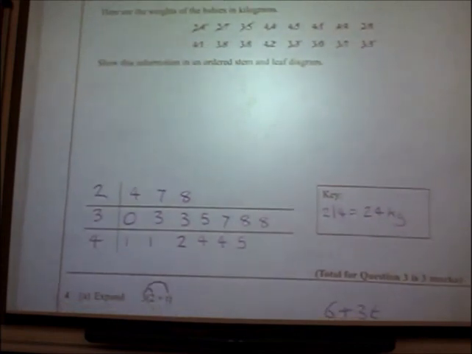Question number 3. Do a stem and leaf diagram. I cross them off as I go. A couple of things to note. You've got to put them in order, which I have done, and you must include a key. So you'll get 2 marks for getting this correct, and you get 1 mark for the key.